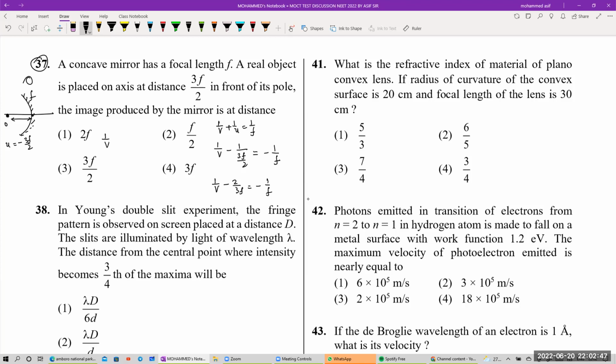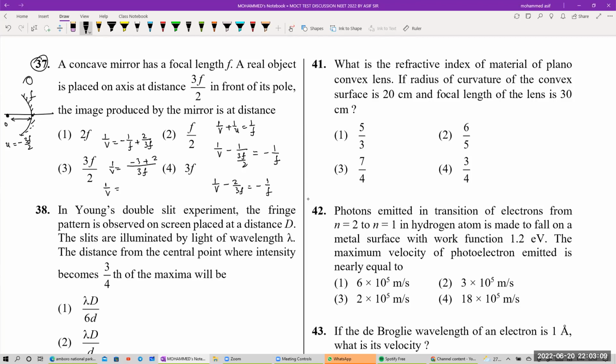So 1 by V will be equal to minus 1 by F. This minus goes to the other side and becomes plus 2 by 3 times F. Now take the LCM, which will be 3f, with minus 3 here and plus 2 here. This is your 1 by V, isn't it? So 1 by V will be equal to how much?